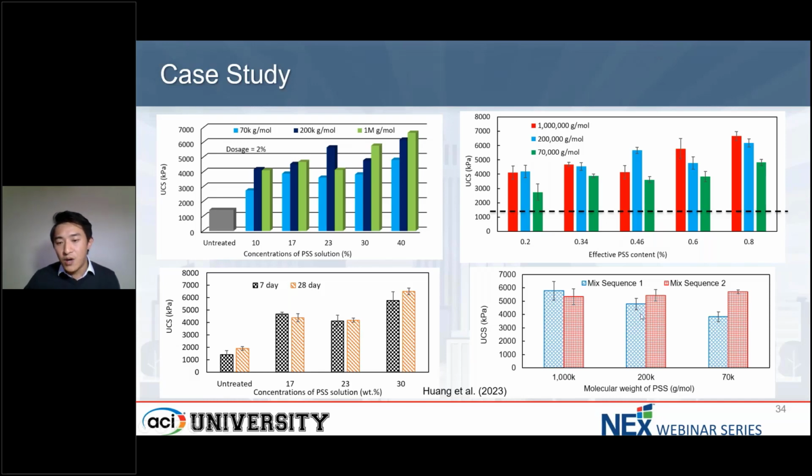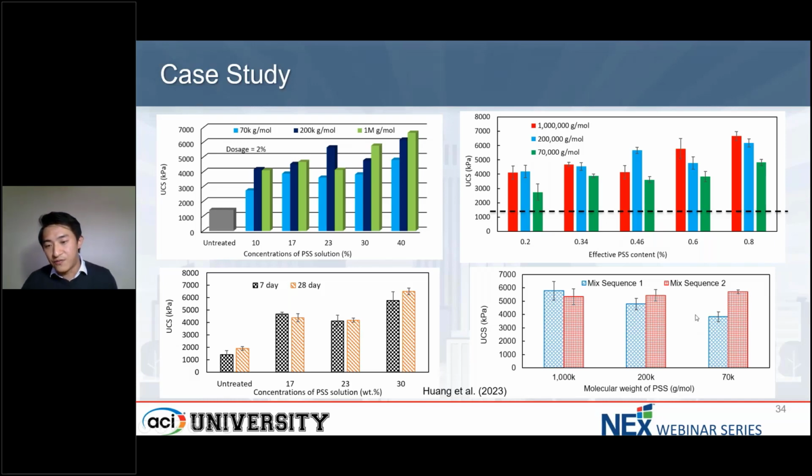And then the last one shows mixing sequence 1 and 2. Here, mixing 1 means I mix the polymer with the soil first, the concentrated polymer solution with the soil first. And then there will be some water needed for reaching the OMC. That extra amount of water is added last. And then for mixing sequence 2, the polymers are dissolved in water first. Because they're water soluble, I can make it diluted because of the addition of extra water, and then just mix the diluted polymer with the soil. And you can see that we will see some difference.